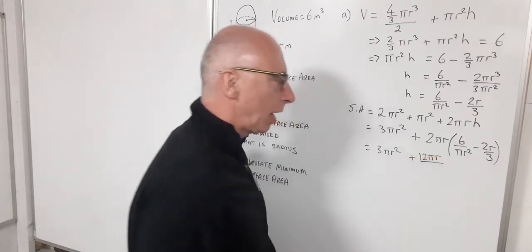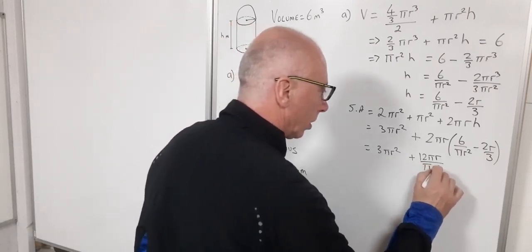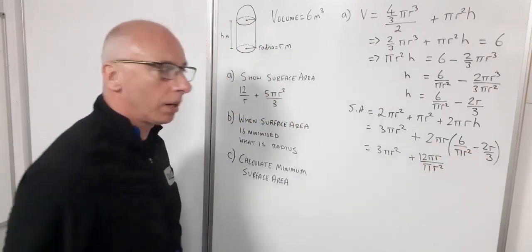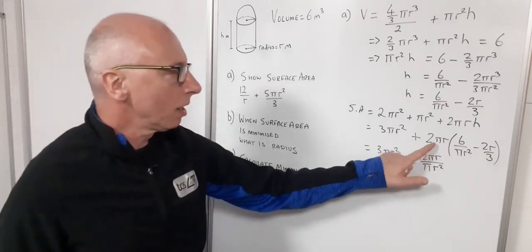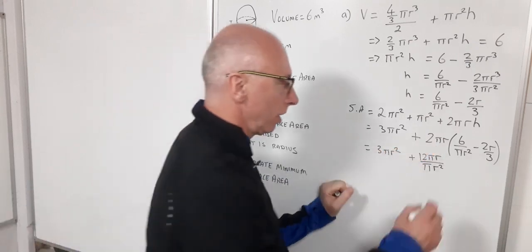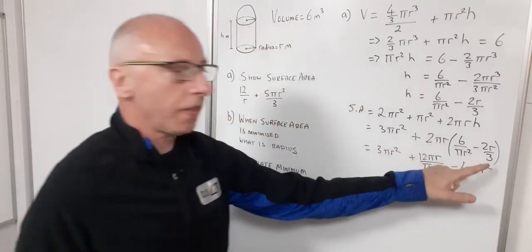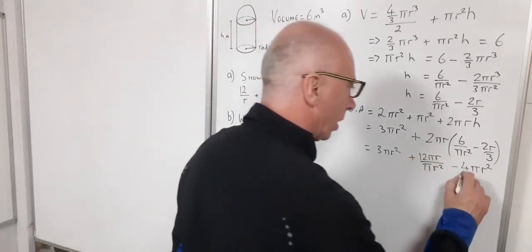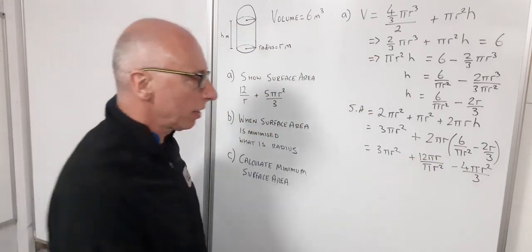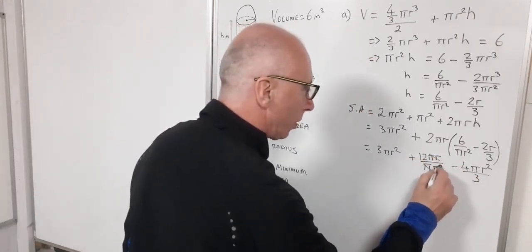And then divide that by pi r squared. And then here I've got 2 pi r times minus 2r. So that's going to give me minus 4 pi r squared, and then divide that by 3. Okay. Now I can see here pi r will cancel out here, and that will cancel out and just leave me with 1 of the r's.